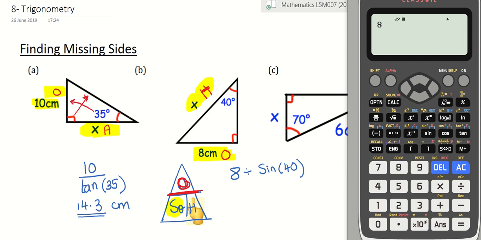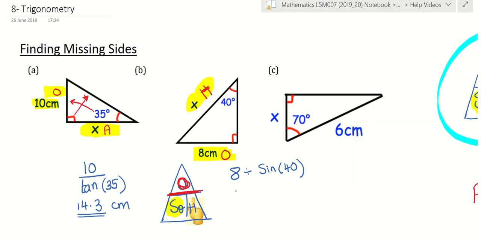And I get my calculator and I type it in. 8, and I can actually put it as a fraction if I want. 8 divided by sine 40, and you have to close brackets. And again, they'll want it to 3 significant figures. First significant figure is 1, second is 2, third is 4, and I look at the second 4, it means I don't round up, so the number is 12.4 centimeters, again to 3 significant figures.